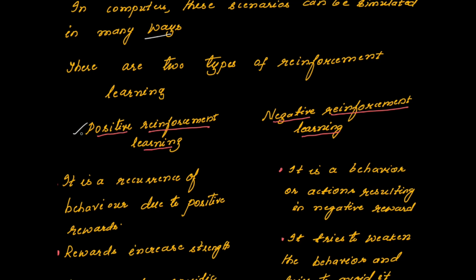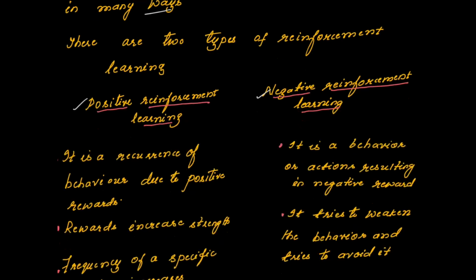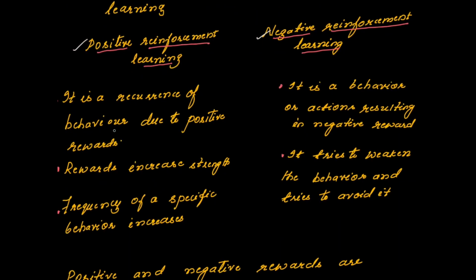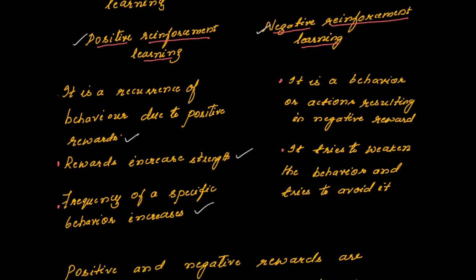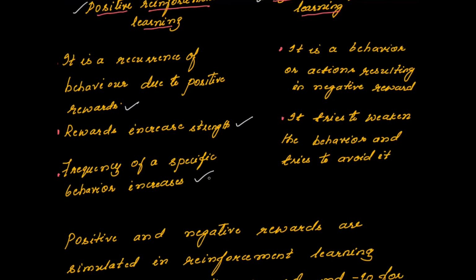You have two types of reinforcement learning, positive and negative. In positive, it is a recurrence of behavior due to positive rewards. Rewards increase strength. The frequency of a specific behavior increases. Hope you will agree with all three points. Whenever there is a right move and the player gets a positive reward, it is going to lead to the recurrence of the behavior, rewards will increase the strength, and the frequency of that behavior or move also increases.